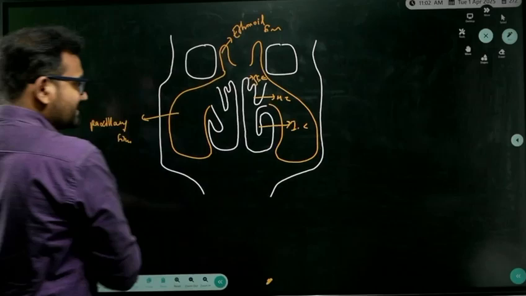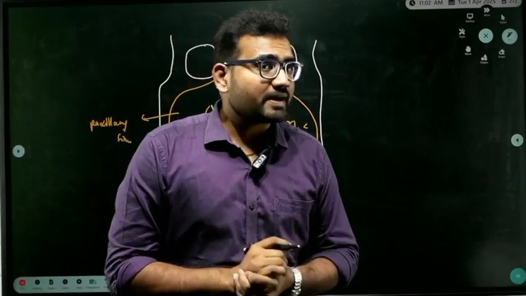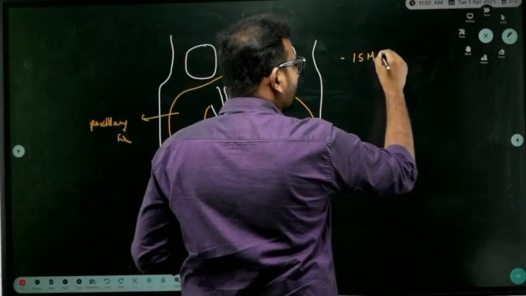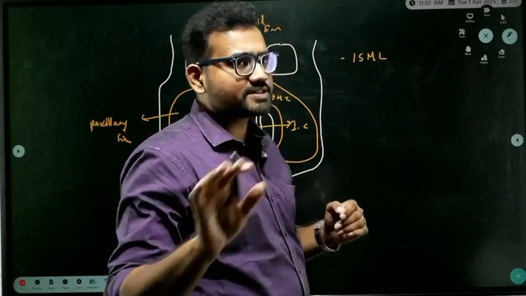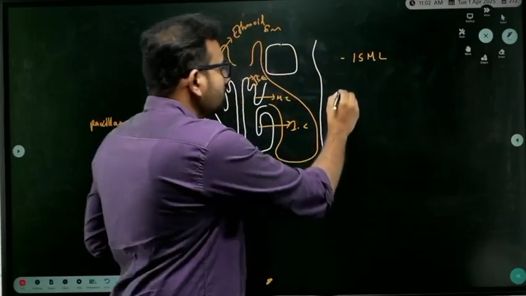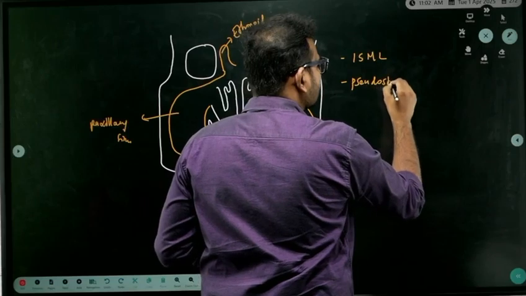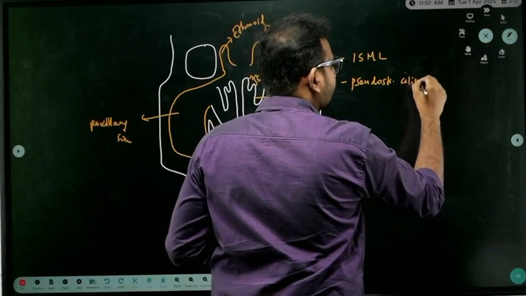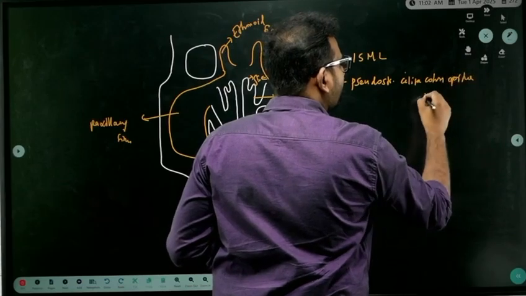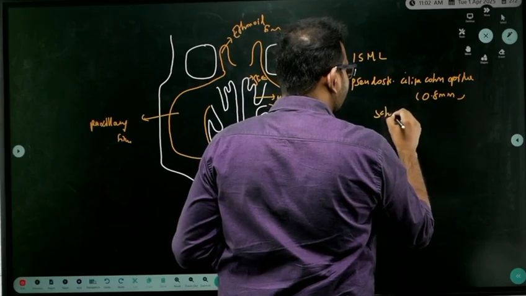The maxillary sinus is one of the largest paranasal sinuses, and it is about 15 ml in volume. At birth, it might be around 6 ml, but in adolescence, the volume of the maxillary sinus will be 15 ml. And it is lined by pseudostratified ciliated columnar epithelium of 0.8 mm thickness, which is nothing but the Schneiderian membrane.